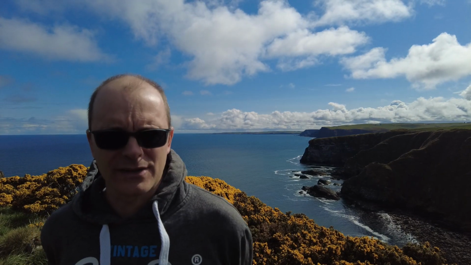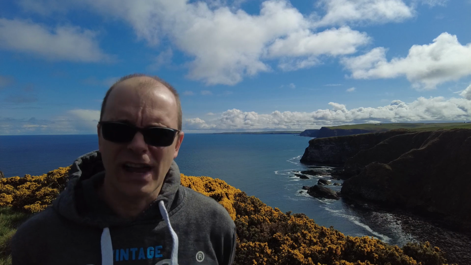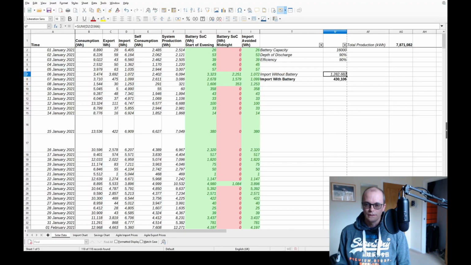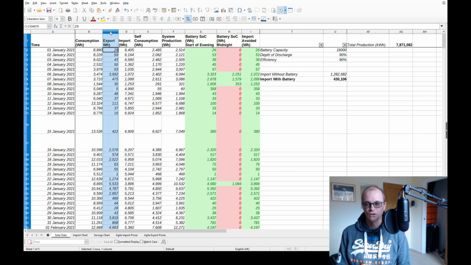Now, I've talked about batteries in the past, but that talk was all based on assumptions. And now I've got the data, I want to ask the question again: what value does a battery bring to my house? So I've taken my previous number crunching spreadsheet and I've added some considerations for battery capacity, depth of discharge and efficiency for that battery. And what I'm looking at is the exports that we've generated for each day in this column. And I've started asking the question, how much imported electricity can we avoid for the whole year?